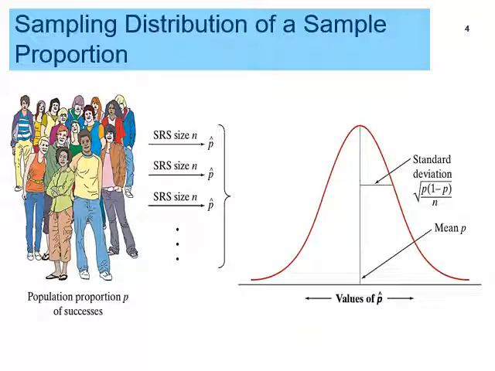All this we have already seen: from a population, if we take samples again and again, and from those samples calculate a statistic, here the proportion, and plot our graph, we can see the standard deviation would be the square root of p times (1 minus p) divided by n, and the mean would be p. Here p is the population proportion of successes.